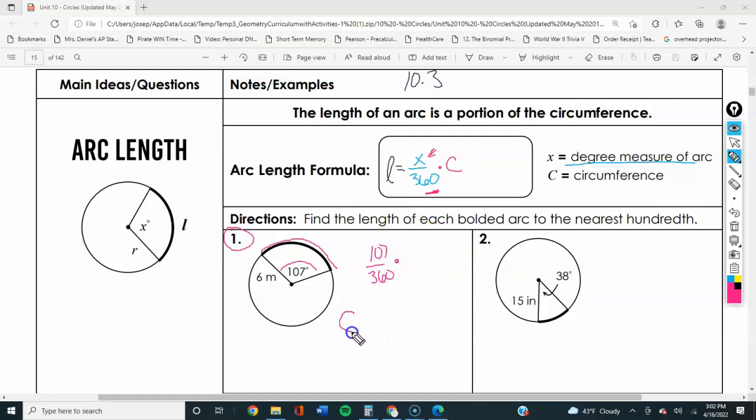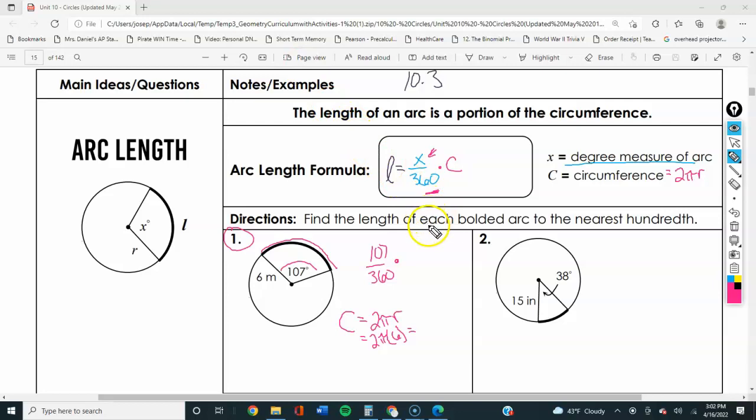Now my circumference, sidebar here, to find that is 2 pi r. You guys remember that? Circumference is 2 pi r. So you could actually use that interchangeably with this formula. So my circumference is 2 pi r, so I do 2 pi times 6. Now these are almost always going to be approximated, but I'm going to do the whole thing at once to show you what that looks like.